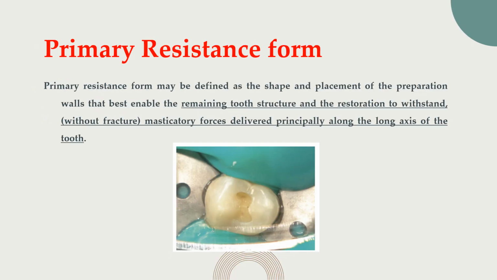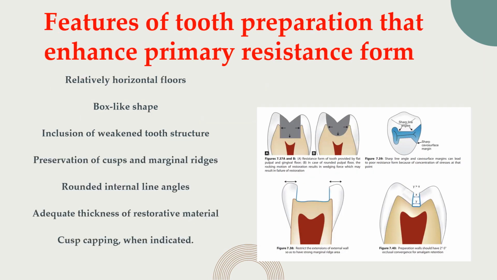So what is the primary resistance form? It is defined as the shape and the placement of the preparation walls that best enables the remaining tooth structure and the restoration to withstand masticatory forces, which are delivered principally along the long axis of the tooth. Moving on to its features, it includes relatively horizontal floors, which help to nullify the forces directed along the long axis of the tooth. The box-like shape of the cavity provides more resistive features for the restoration.